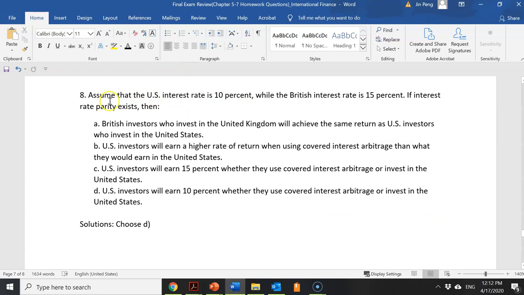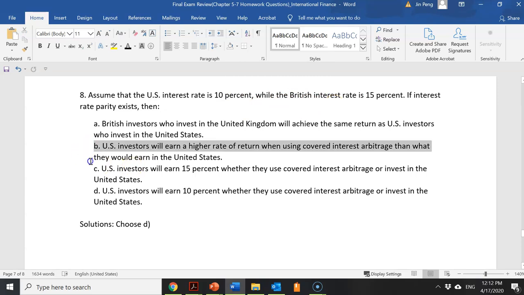Question 8. Assume that the US interest rate is 10% while the British interest rate is 15%. If interest rate parity exists, then option A, British investors who invest in the United Kingdom will achieve the same return as US investors who invest in the United States. This is not correct because British investors who invest in the United States will earn the British interest rate 15%. US investors who invest in the United States will earn the US interest rate 10%. Okay, so it's gonna be different.